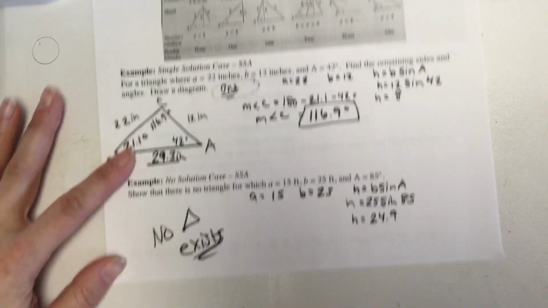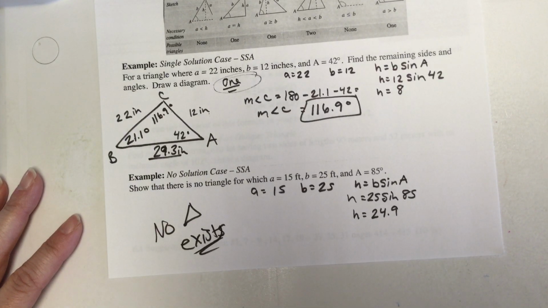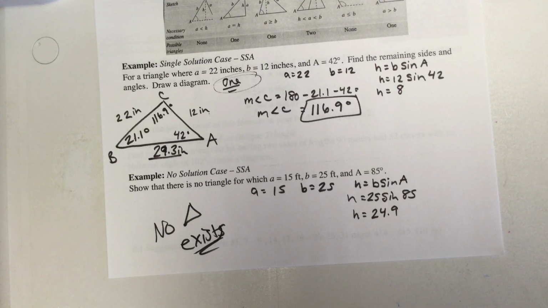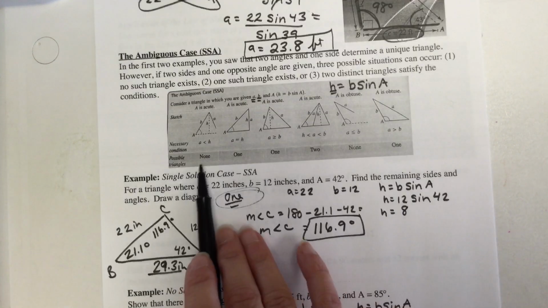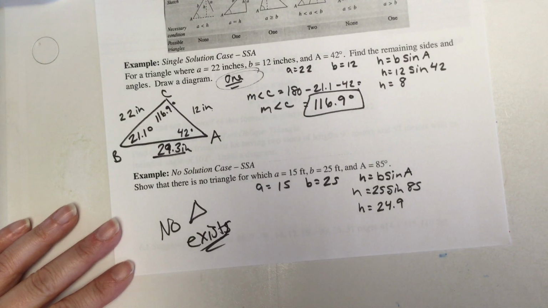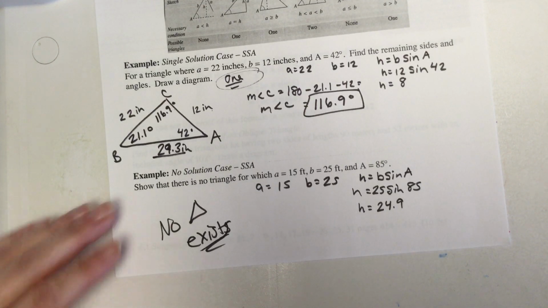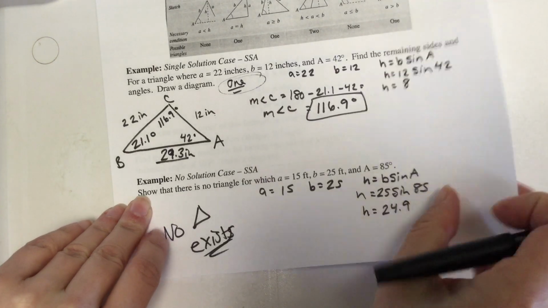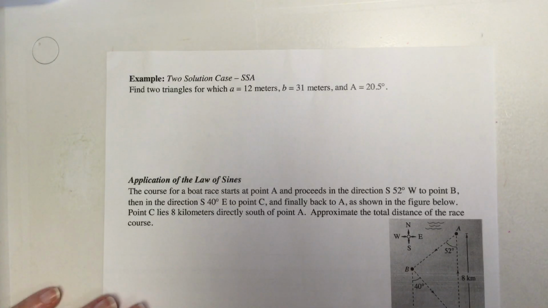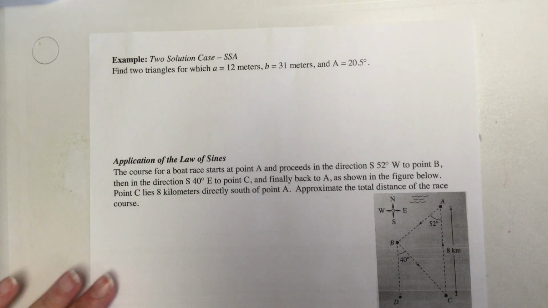No triangle exists, so you don't have to do any calculations. There's no point in calculating something that doesn't exist. So if you get something where there is no triangle, you can write no triangle exists, not possible, no solution, and turn the page. Don't waste any time trying to calculate something that's not even there.